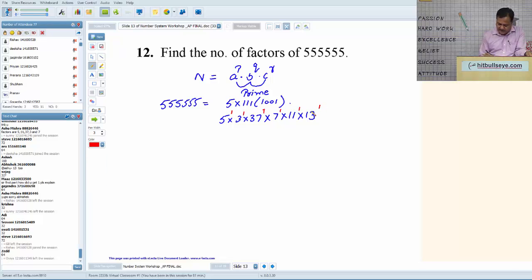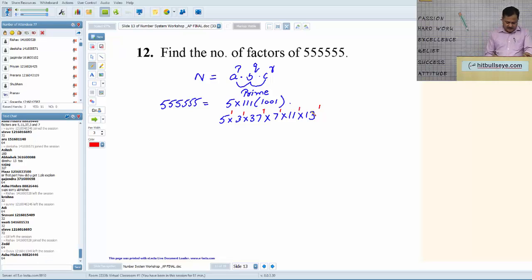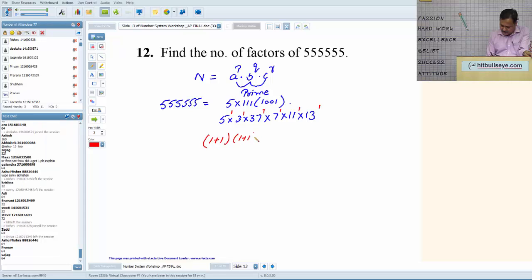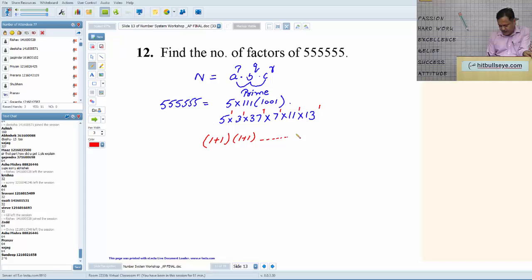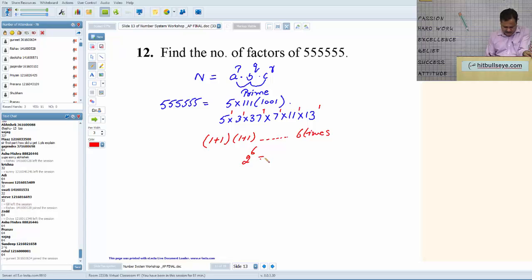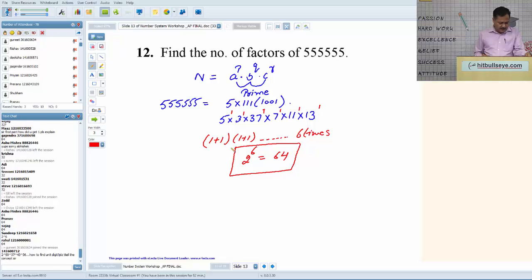So the number of factors for 555555 is (1 plus 1) into (1 plus 1), 6 times. So this gives you 2 raised to power 6. That means the answer is 64. So the answer for this question is 64. I guess all of you are getting this. So shall we move to the next question?